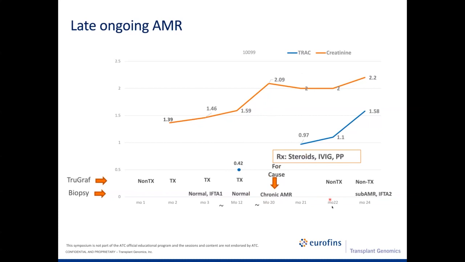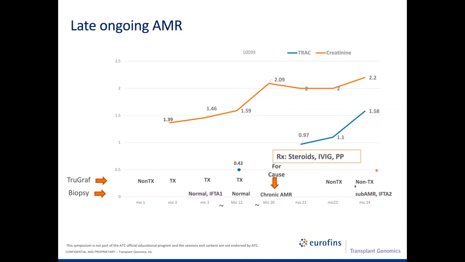2 months later, they have a repeat TruGraf assay. It's still non-TX, and we can see that cell-free DNA is run here. Now it's positive and still going up at month 22 and 24. Sure enough, in month 24, they're rebiopsied, still with a non-TX TruGraf, and again, they still have subclinical AMR. Now they progress to second-degree interstitial fibrosis and tubular atrophy. And the patient, again, is then retreated.